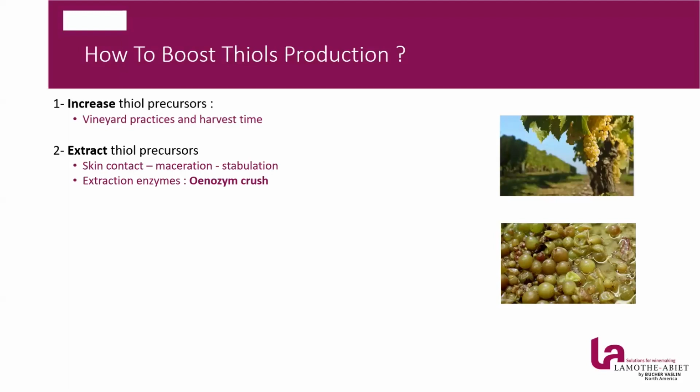Also, when you accumulate all the thiol precursors, it's very important to extract them. So doing skin contact, maceration or stabulation can help to extract the skin compounds into the juice. You can also use extraction enzymes, so specific enzymes to extract the thiols better. Using enzymes is very interesting because you select only what you need.